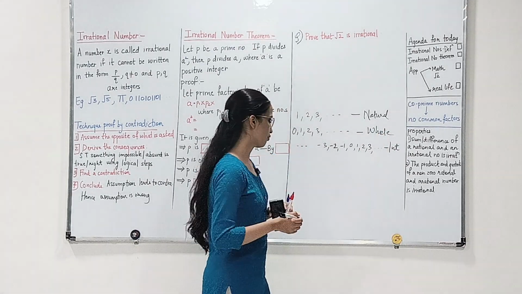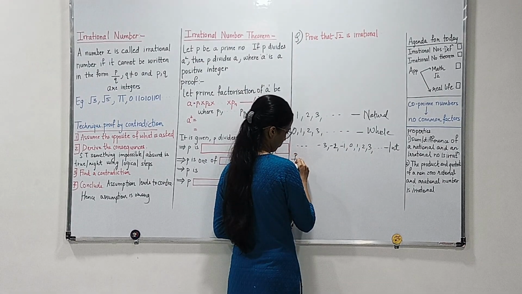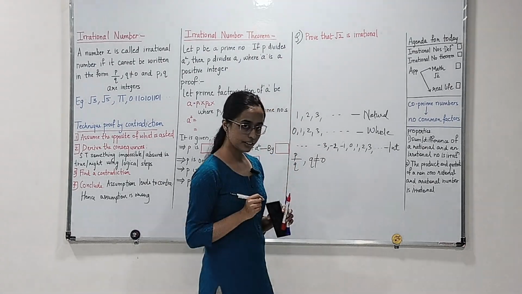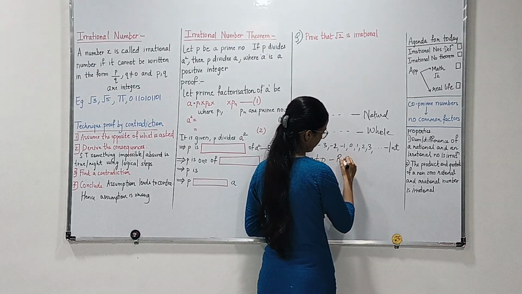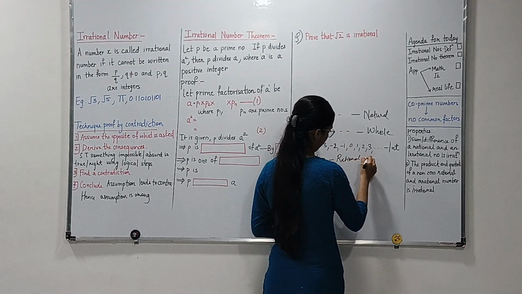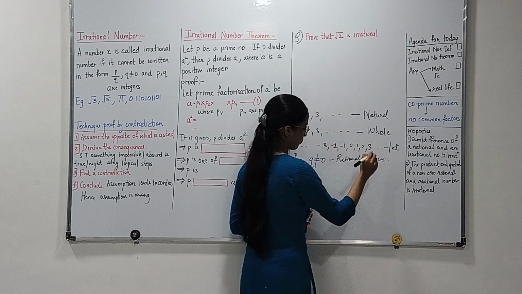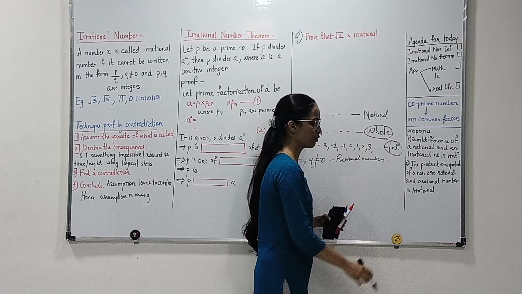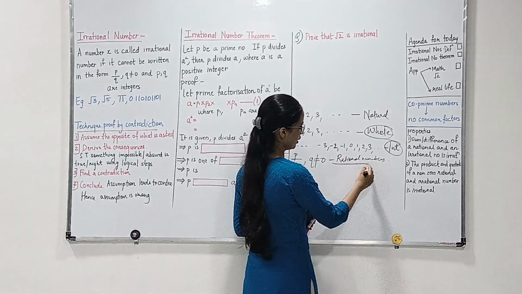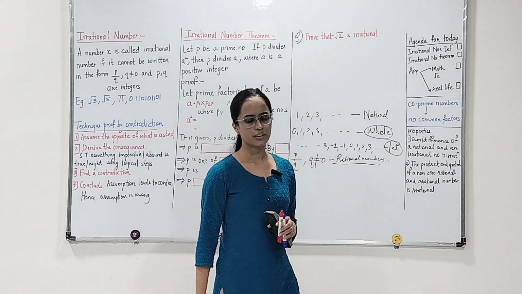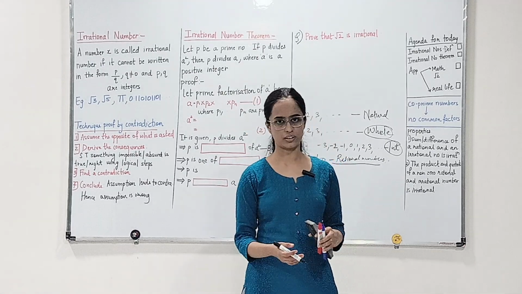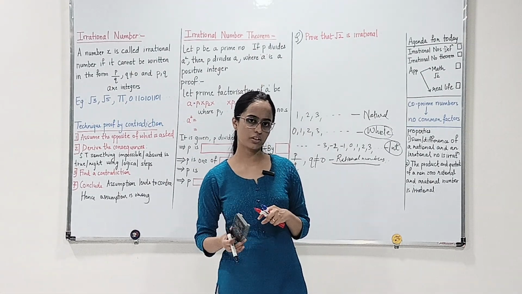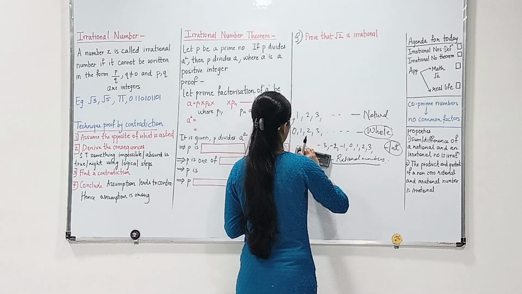Then the numbers of the form p by q, where q is a non-zero number, this type of numbers are called the rational numbers. So we have the natural number set, we have the whole number set, the set of integers, and then we also have the rational number set. So today we are going to learn about irrational numbers. Let us actually understand the definition of irrational numbers using the concept of rational numbers.